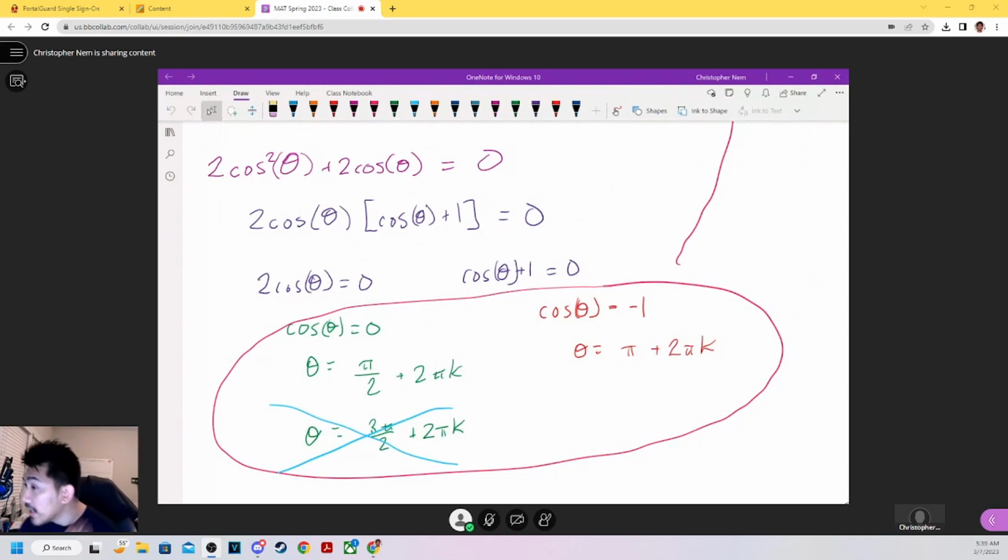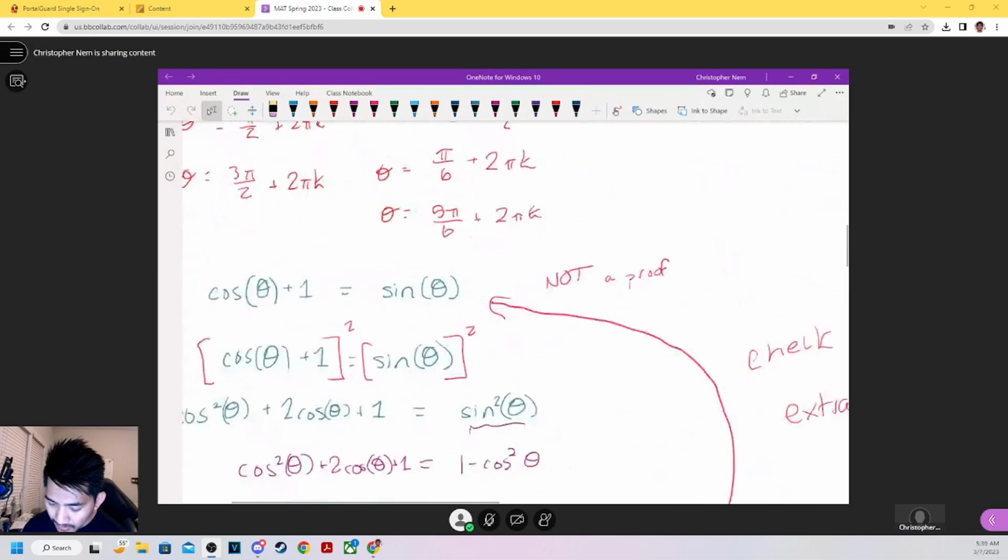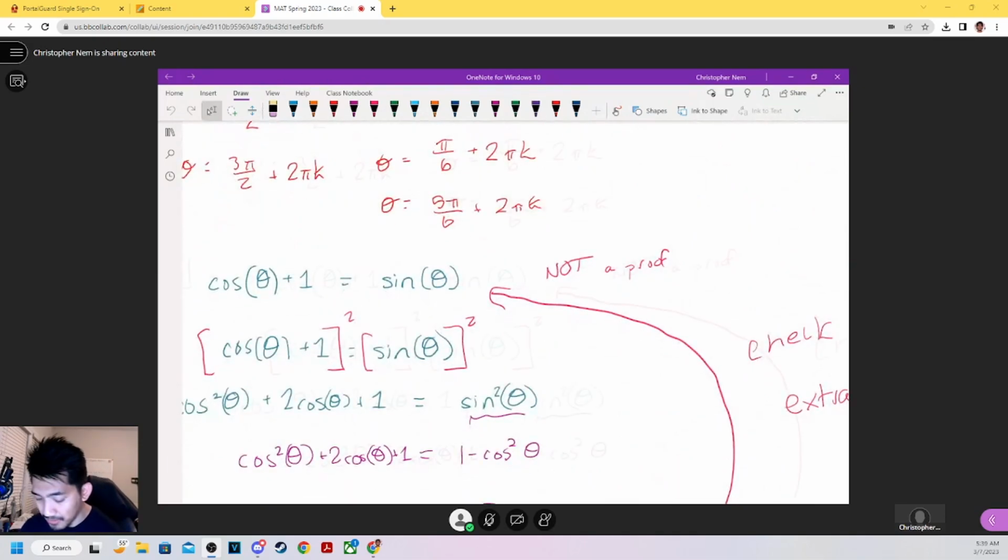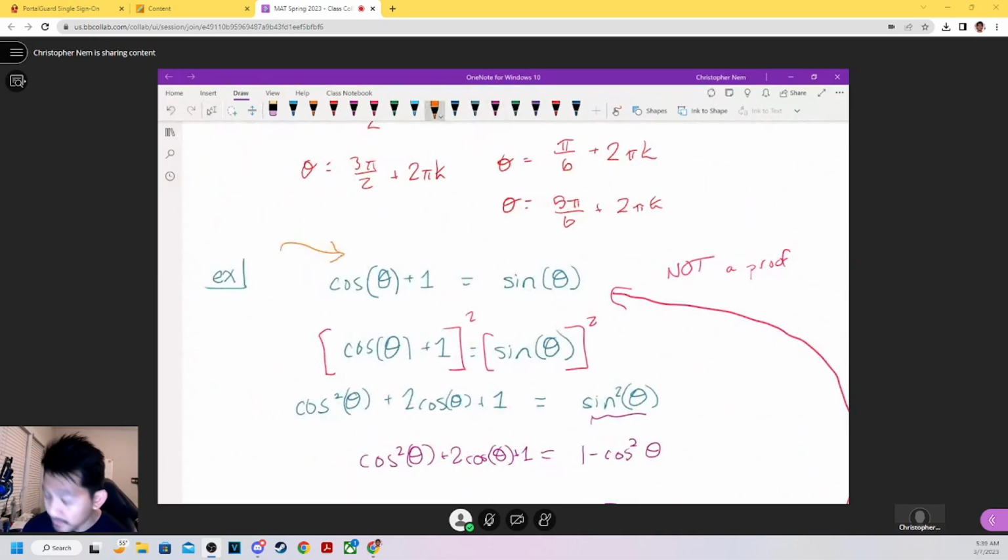Well, what I'm going to do now is go back to my original problem and plug those values in to see if they work. Let's plug in 3 pi halves. If I plug in 3 pi halves to this left-hand side right here, cosine of 3 pi halves is 0, plus 1 is positive 1.